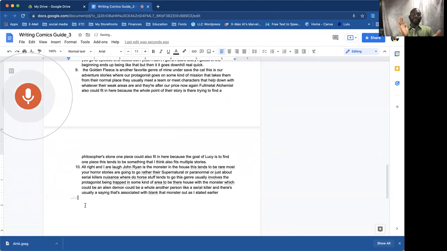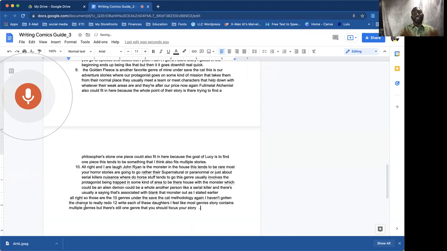All right. So those are the 10 genres under the Save the Cat methodology. Again, I haven't gotten the chance to really write each of these genres. I feel like with most genres, a good story contains multiple genres, but there's still one genre that you should focus your story on, because then it helps you make a stronger story.